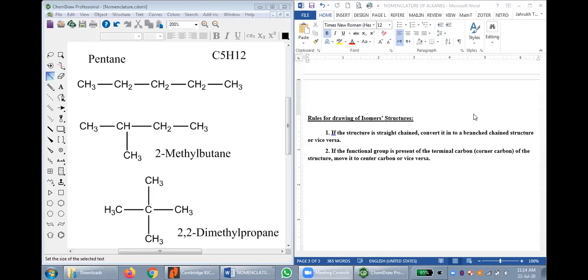ठीक है? पॉइंट नंबर 2 में अभी एक्चुअली हमने फंक्शनल ग्रुप डिफाइन नहीं किया तो पॉइंट नंबर 2 में अभी नहीं कर रहा. We'll pick up point number 2 some other time. हम उसे फंक्शनल ग्रुप के साथ करेंगे, but a little later, not yet.